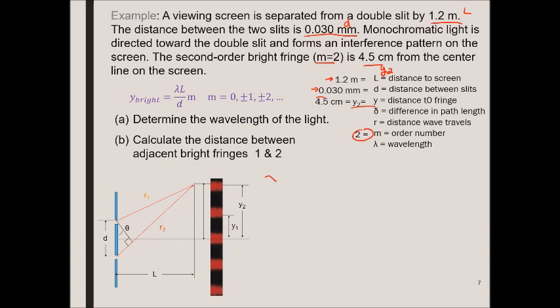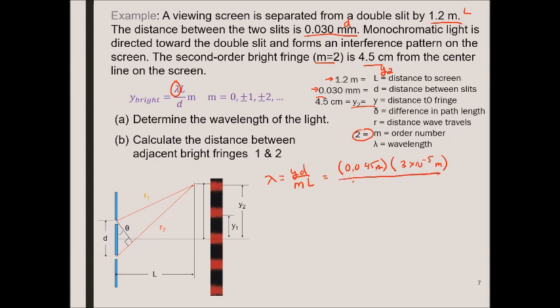So we go up to our equation with lambda in it. That's what we want to find, and rearrange that for lambda. So we get y d over m L. And we put all the numbers in, 0.045 meters. It's important to use meters in this format because we want everything to be able to cancel. 0.045 meters, 3 times 10 to the negative 5th meters. So we got meters squared right now in the numerator.